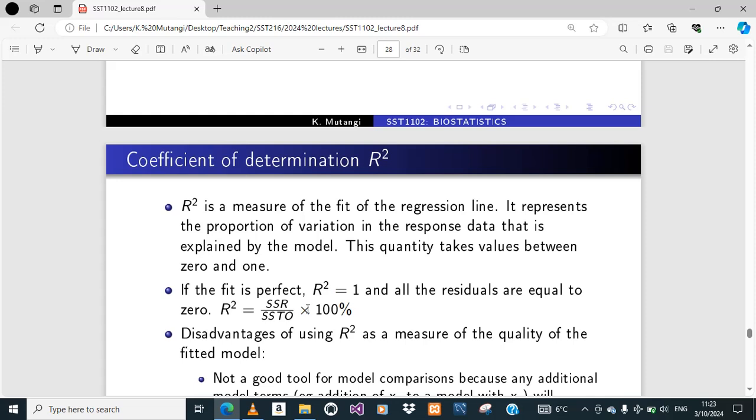If the fit is perfect, R squared is equal to 1 and all the residuals are equal to 0. That scenario is when the fit is perfect. R squared is actually given by the sums of squares of regression over the total variability, which is SST. You may multiply that by 100% if you want it in percentage form.